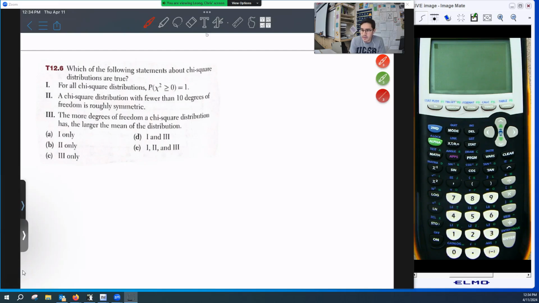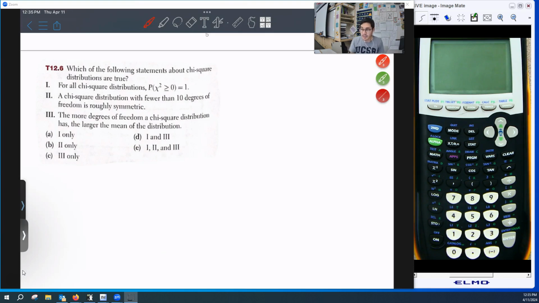All right, T12.6. Which of the following statements about chi-square distributions are true? Statement 1. For all chi-square distributions, the probability that the chi-square value is greater than or equal to 0 is 1. Statement 2. A chi-square distribution with fewer than 10 degrees of freedom is roughly symmetric. Statement 3. The more degrees of freedom a chi-square distribution has, the larger the mean of the distribution.